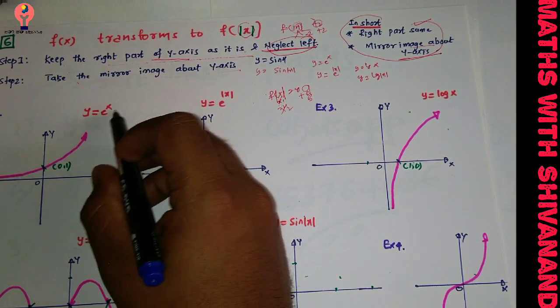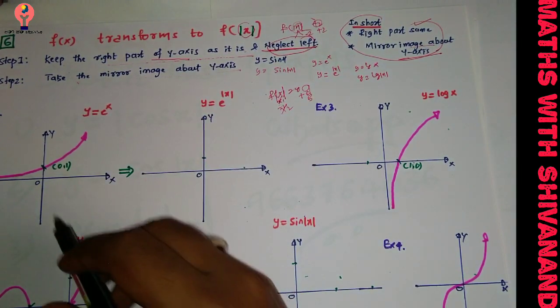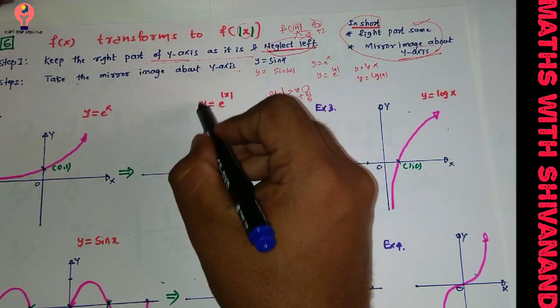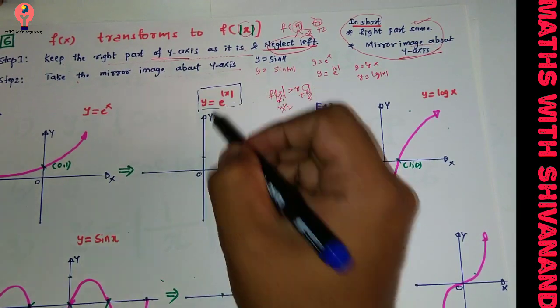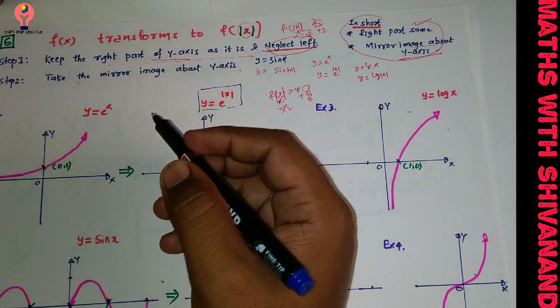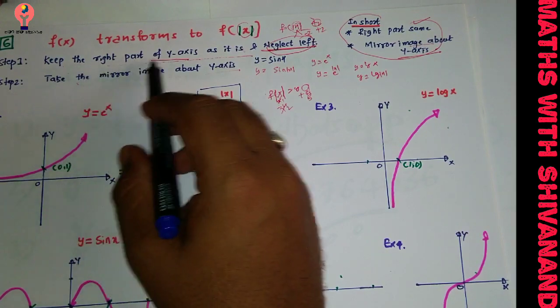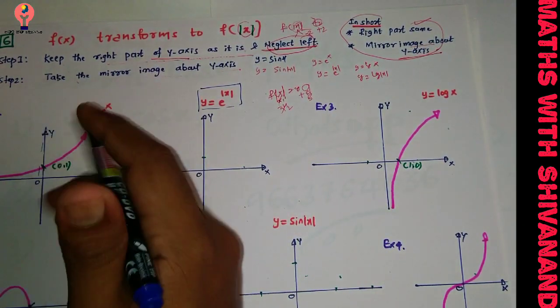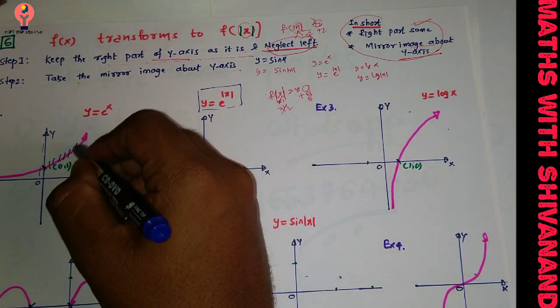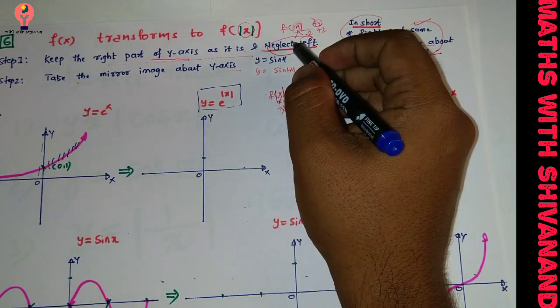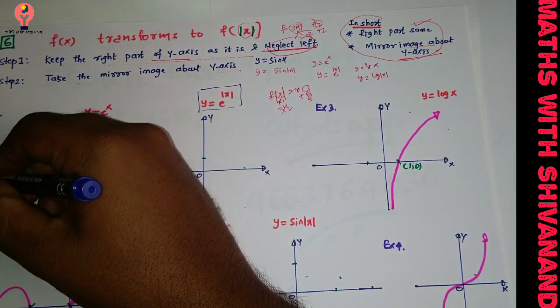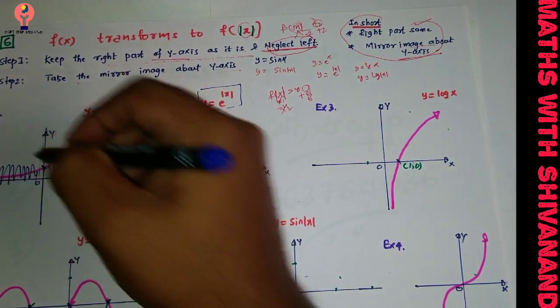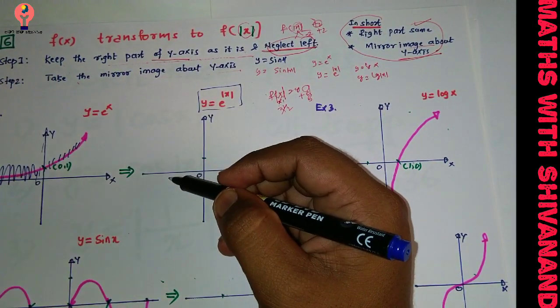See here, y is equal to e raised to x. I have a graph here, right? Now I need to draw y is equal to e raised to mod x. How to draw this kind of graph? First one, keep the right part of the y-axis as it is. This is the y-axis, the right part, so retain it the same. Okay, neglect the left part, completely scratch it out. You should cut down this part.